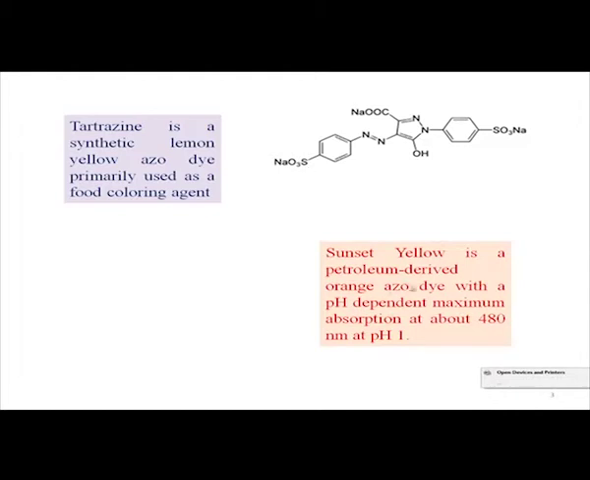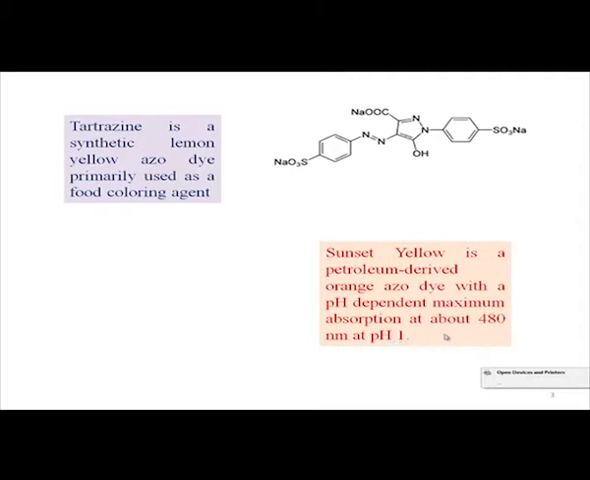Then another example of an azo dye, which can also be used as a coloring matter for detection, is sunset yellow. It is a petroleum derived azo dye, because the petrochemicals, as we all know, are chemicals that we get from petroleum products. It depends on maximum absorption at about 480 nanometers. So, you see now the lambda max is labeled. The dye is labeled with the corresponding lambda max value of 480 nanometer at some acidic pH value.